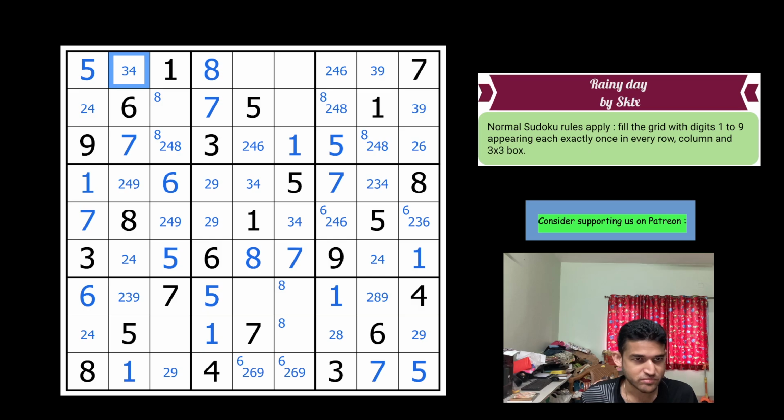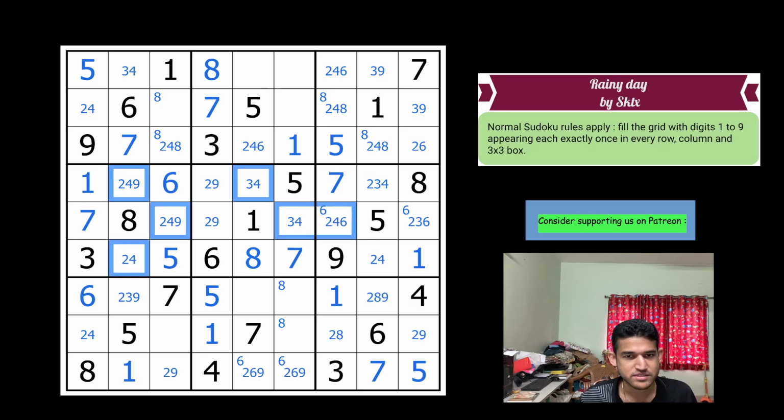So let's see. Look at this cell again. Again you can play something, and this time 2 is not the important candidate, but rather the 4s. So look at all these cells. Again, you can see that, just as I said at the start, there are way too many 4s.